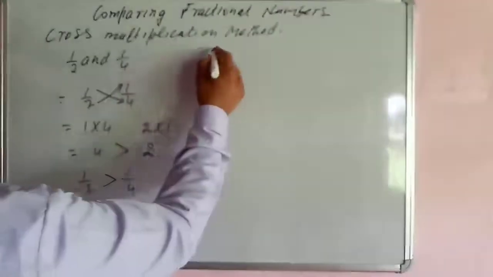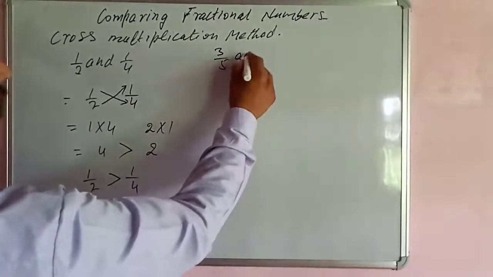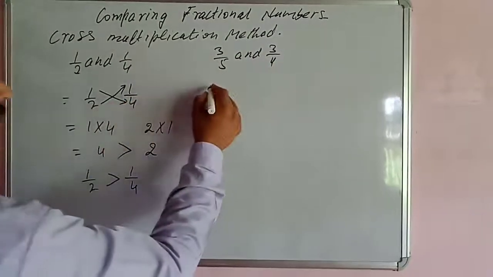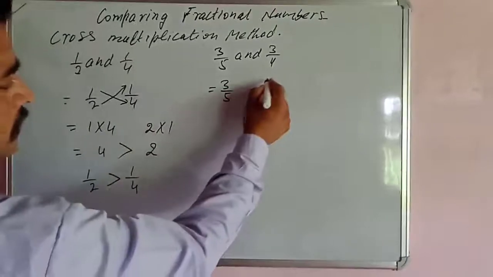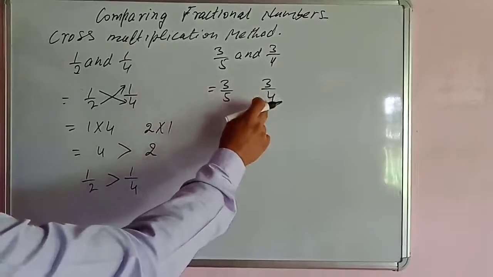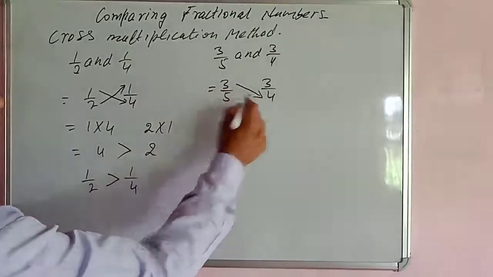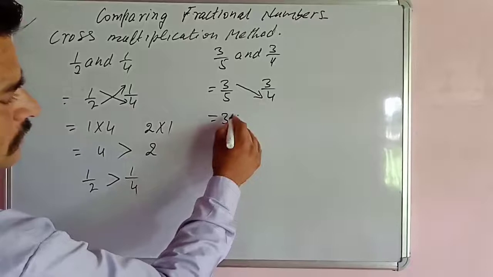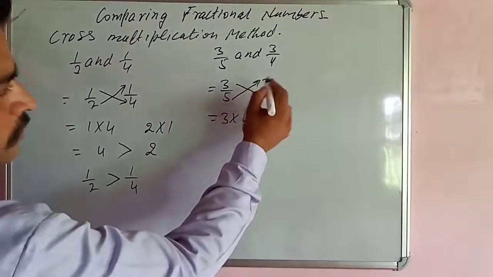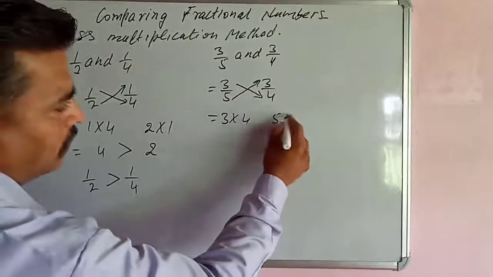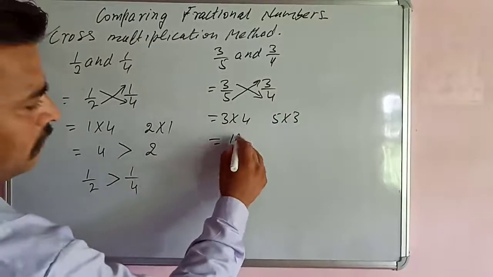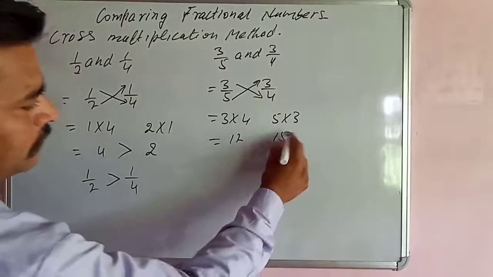It is 3 over 5 and 3 over 4. Again it is 3 over 5, here we will write 3 over 4. Now numerator multiplied with denominator, so it is 3 multiply 4. Then the denominator is multiplied with the numerator of the second fraction, so it is 5 multiply 3. So 3 times 4 is 12 and 5 times 3 is 15.